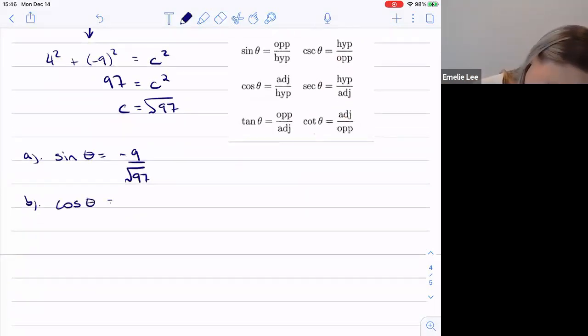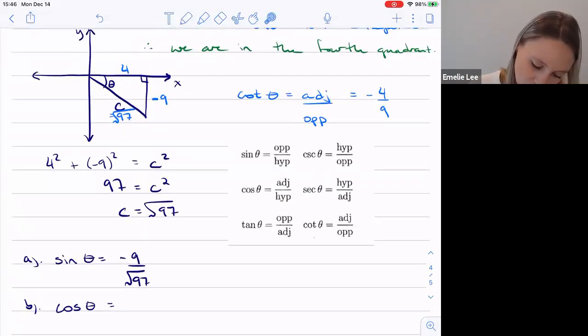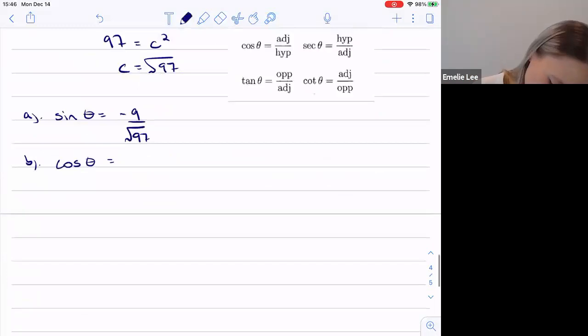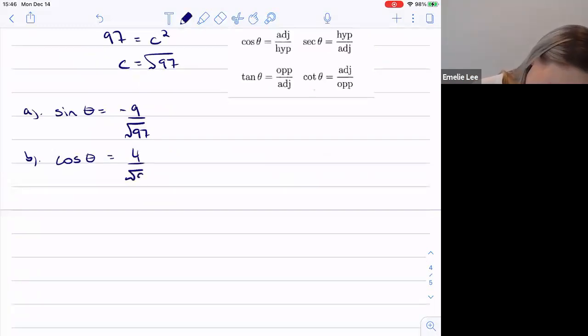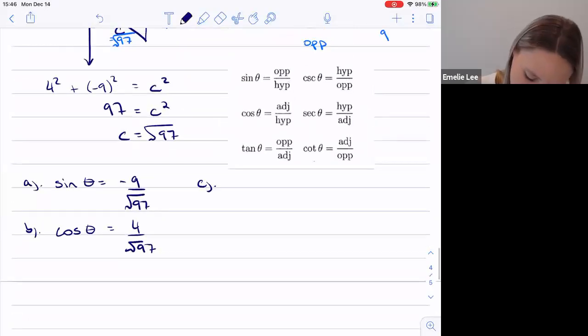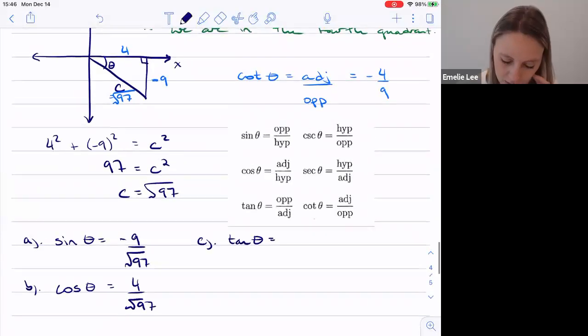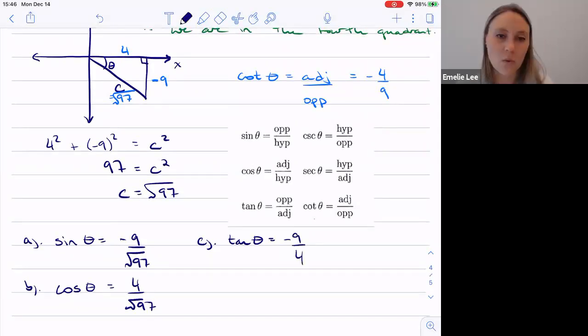So the cosine of theta is the adjacent over the hypotenuse. The adjacent is 4 over the hypotenuse, which is the root of 97. Next is the tangent of theta, which is the opposite over adjacent. The opposite is -9 over the adjacent, which is 4.